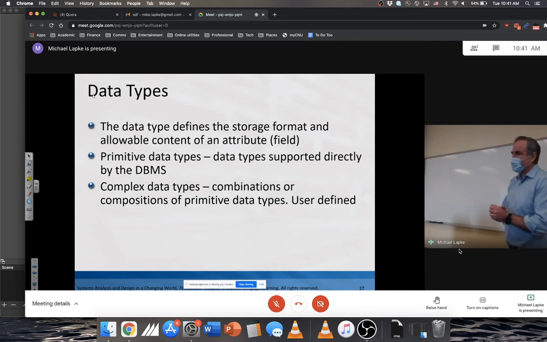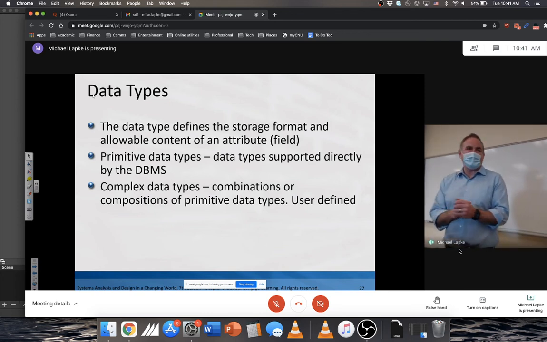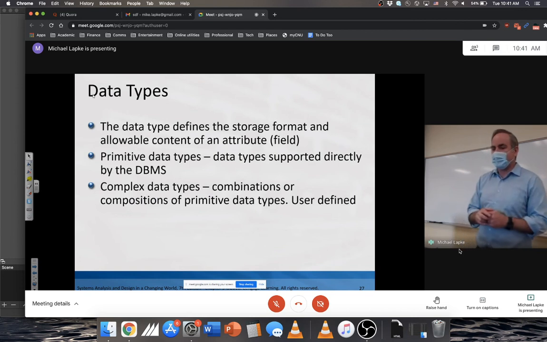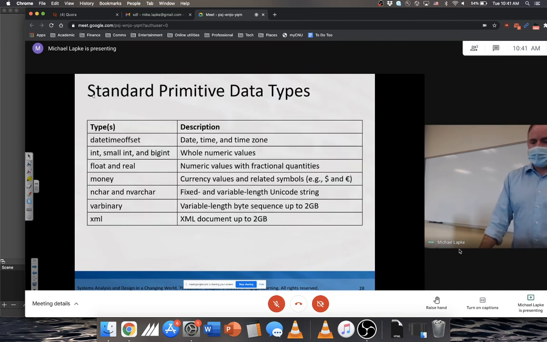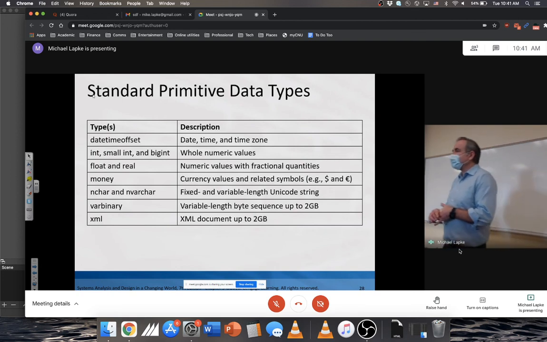They each have their own set of data types, and when you build your table and design your table, you have to build it specifically for that DBMS. So these are the so-called primitive data types. They're supported directly by the DBMS. And you can have user-defined ones as well. So your standard primitive data types, date and time is one.